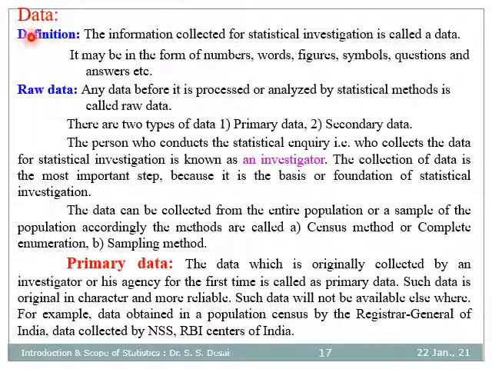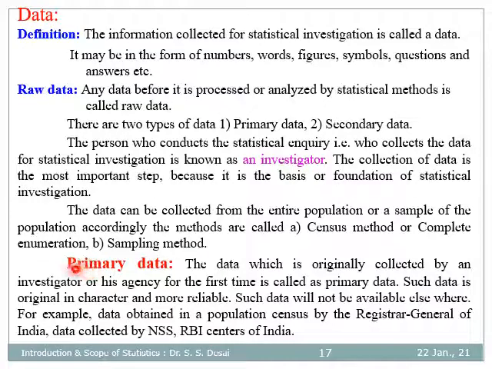Now let us see the definition of data. The information collected for statistical investigation is called data. It may be in the form of numbers, words, figures, symbols, questions and answers, etc. Now let us see raw data. Any data before it is processed or analyzed by statistical methods is called raw data. There are two types of data, primary data and secondary data.